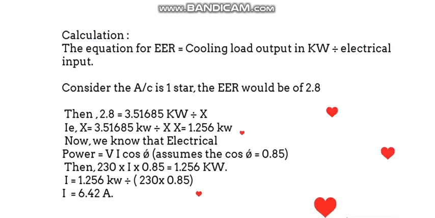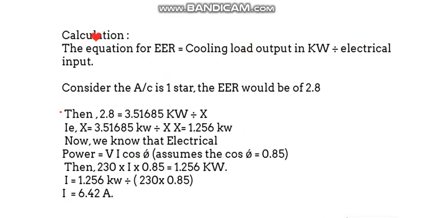Calculation. The equation for ER equals cooling load output in kW divided by electrical input. Consider the A/C is 1 star. The ER would be 2.8. Then, 2.8 is equal to 3.51685 kW divided by X, i.e., X equals 3.51685 kilowatts divided by 2.8. X equals 1.256 kilowatts. Now, we know that electrical power equals VI cos θ. Assume cos θ equals 0.85.